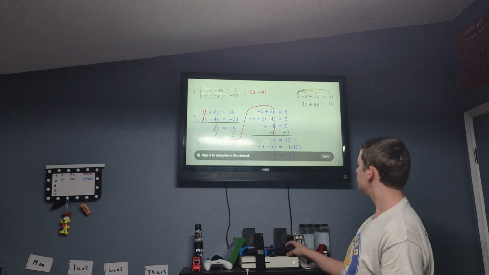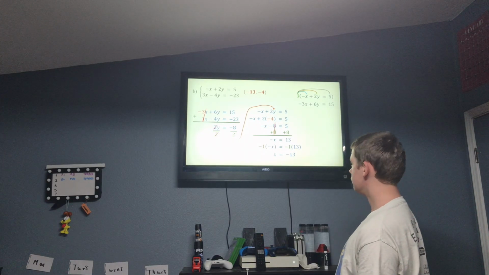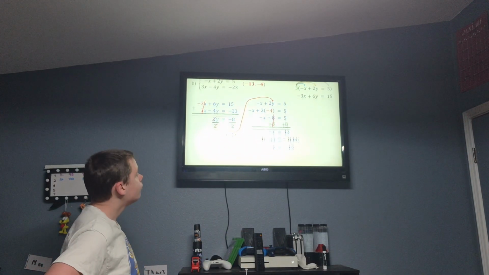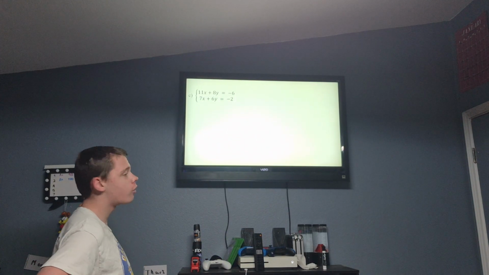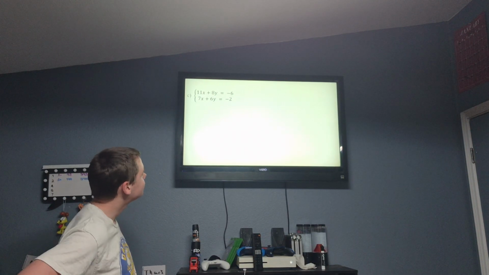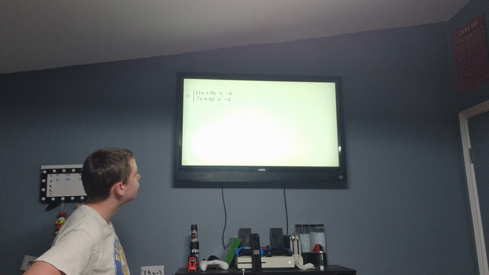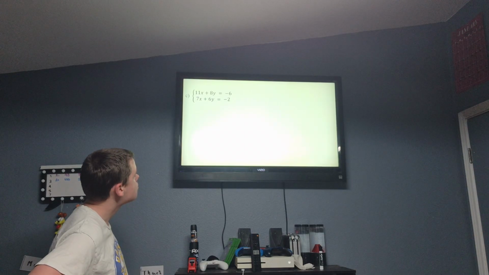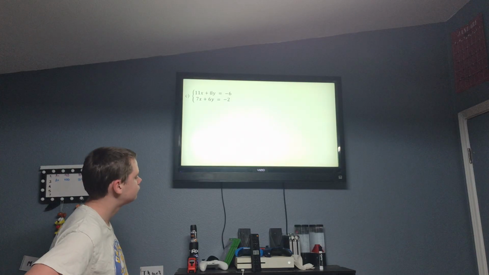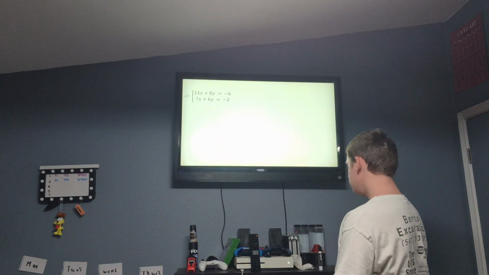In this example, we were able to make the coefficients of one of the variables opposites by multiplying only one of the equations by a constant. However, in the next example, it doesn't appear that we can make them opposites by multiplying just one of the equations. This is because there is no integer by which you can multiply 11 to get negative 7, or by which you can multiply 7 to get negative 11. Since 11 and 7 are not multiples of each other, the same goes for 8 and 6. So instead, we need to multiply both equations by different constants.